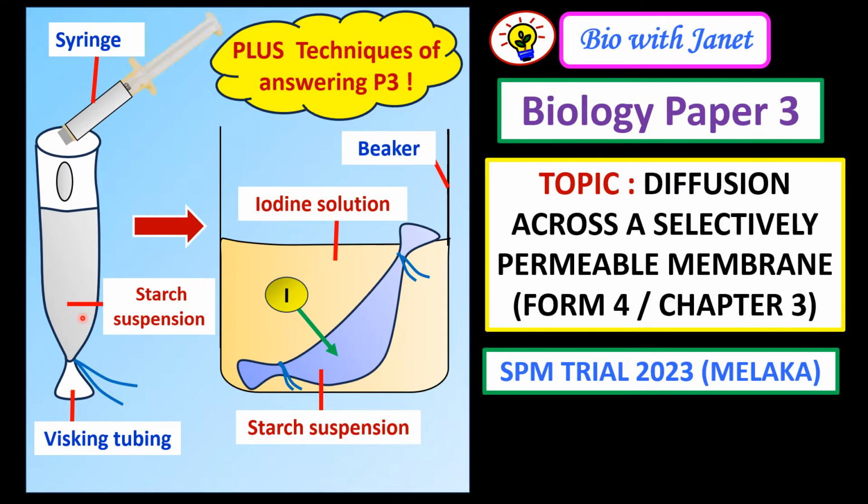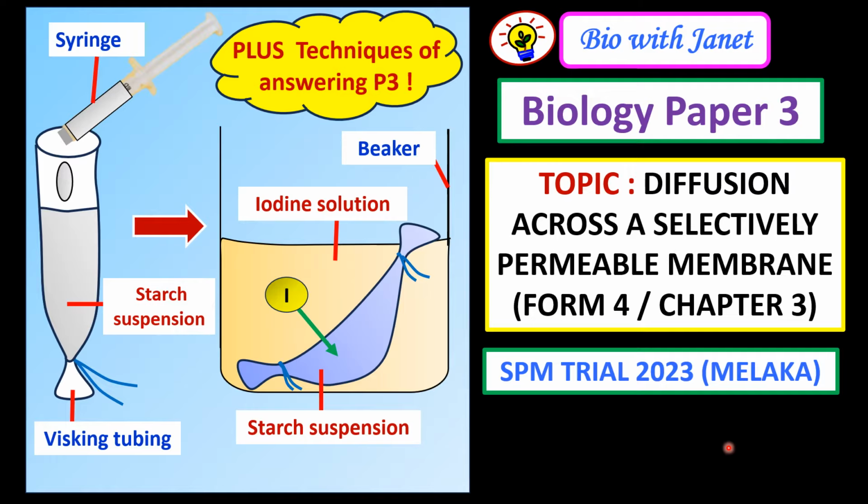The idea is to find out what kind of substances can diffuse through the whisking tubing, which acts as a selectively permeable membrane. Next, the whisking tubing is tied up at the top and then placed in a solution in the beaker. In this case, it's iodine solution, and the whisking tubing is immersed in the solution for 15 minutes. After that, the color changes in the whisking tubing and in the beaker are observed, if there are any.